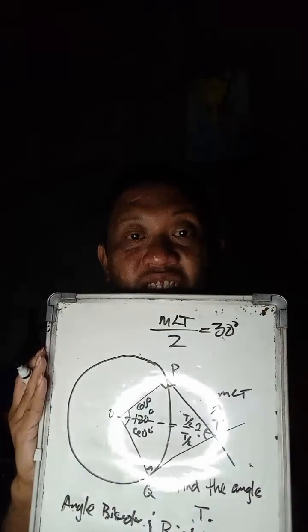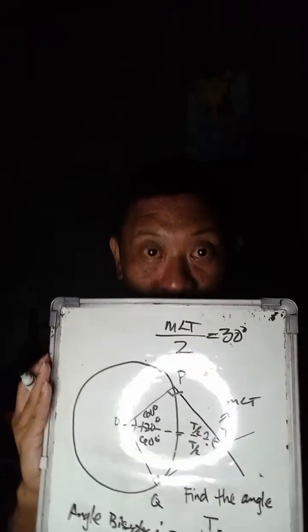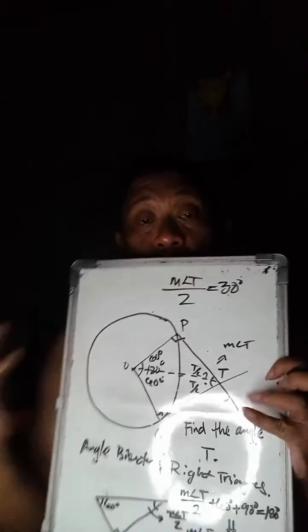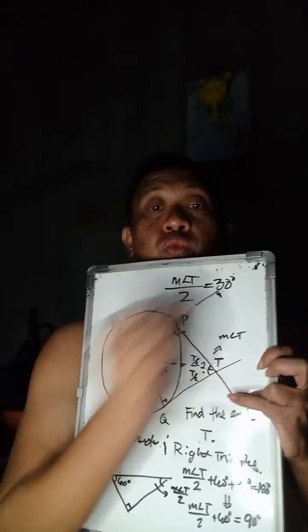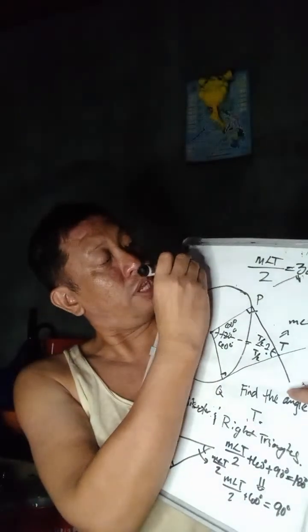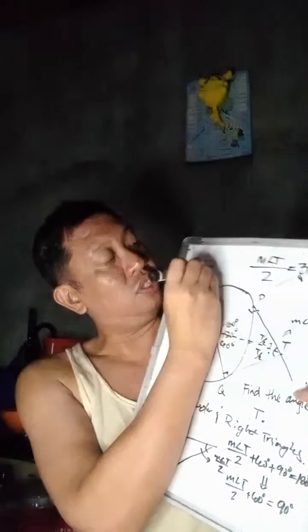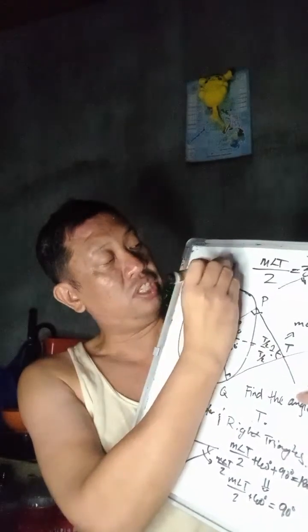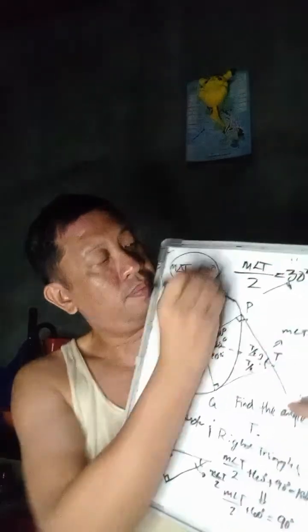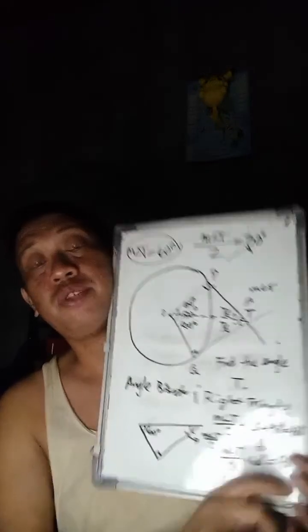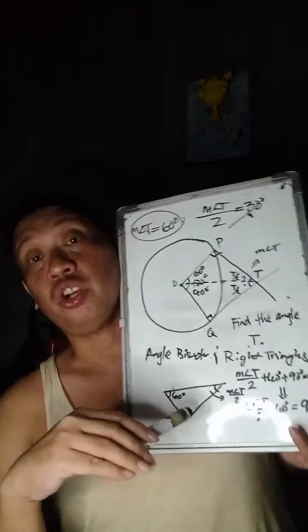But I need the measurement of angle T only. So what do I do? I multiply 30 by 2. So, the measurement of angle T is simply equal to 60, which is previously solved from the first method. So, even if you do not know the circle theorems, this is a better alternative.